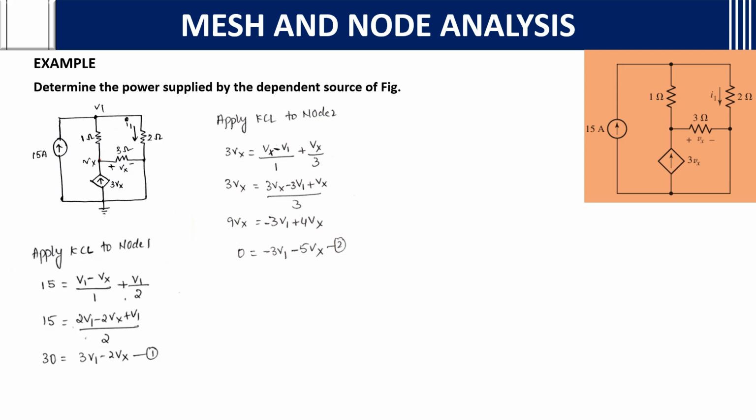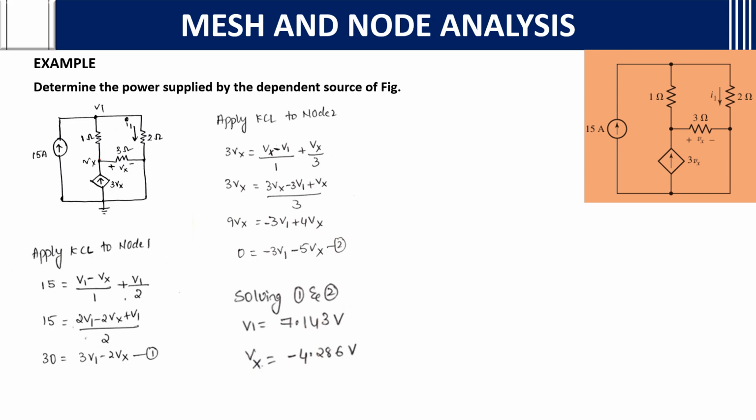The second equation is 0 equals minus 3V1 minus Vx. As we got two equations in terms of V1 and Vx, we can easily solve 1 and 2 and find V1 and Vx. We can use Cramer's rule, or the cancellation method, or a calculator for finding this. After finding this, what do we need to do?